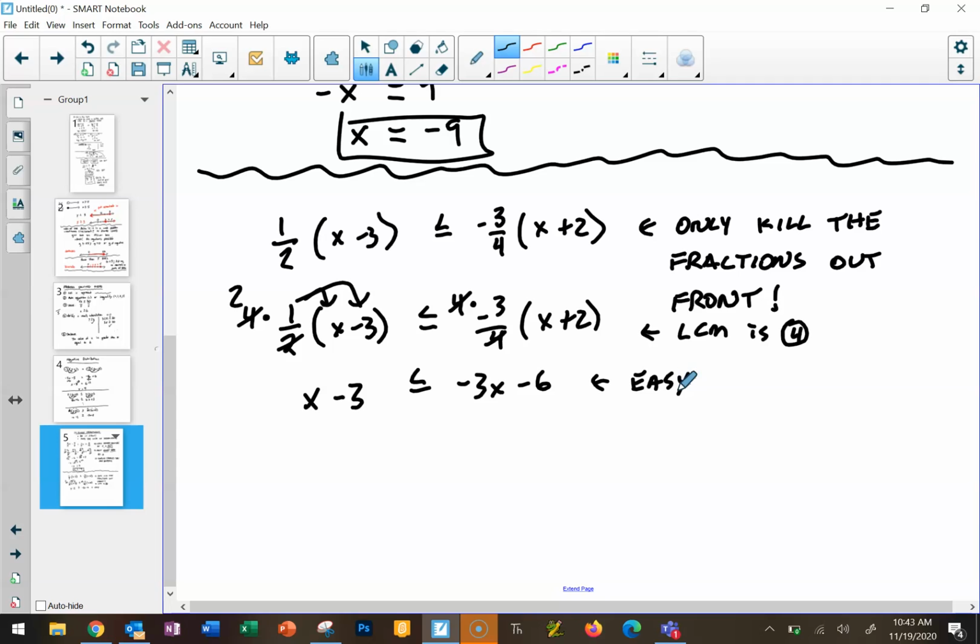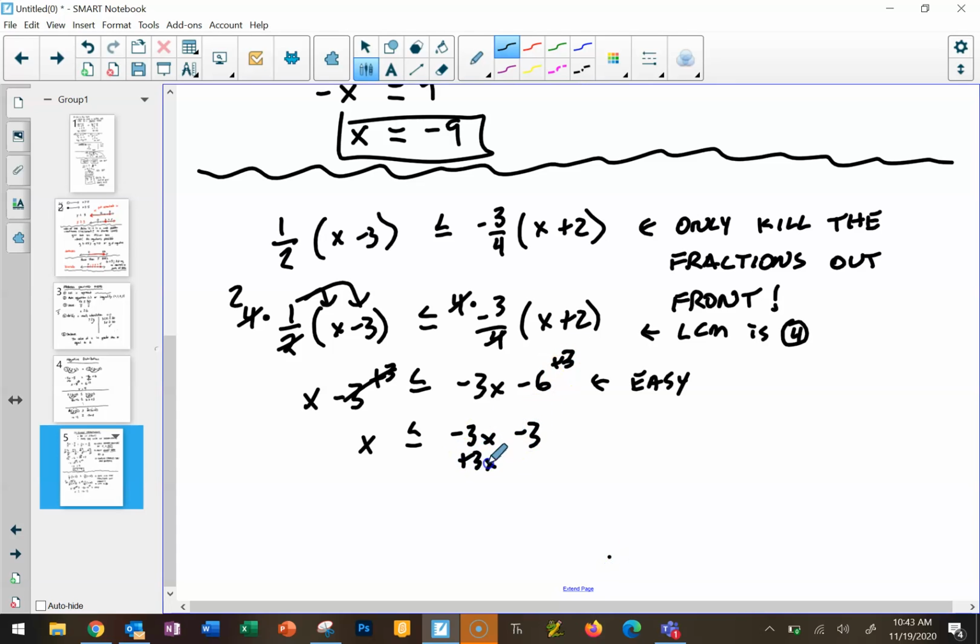After we get to this point, this is the easy stuff. We killed the fractions, and now this is the easy stuff. So we've just got to get rid of the negative 3, so let's add 3 to each side. So that cancels, and that leaves us with x is less than or equal to negative 3x. And then this is minus 6 plus a 3, which is going to be negative 3.